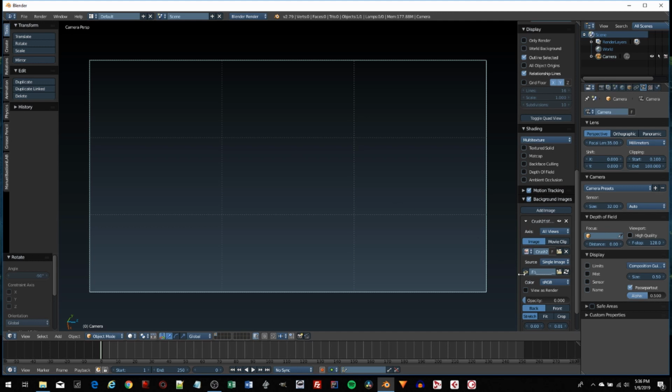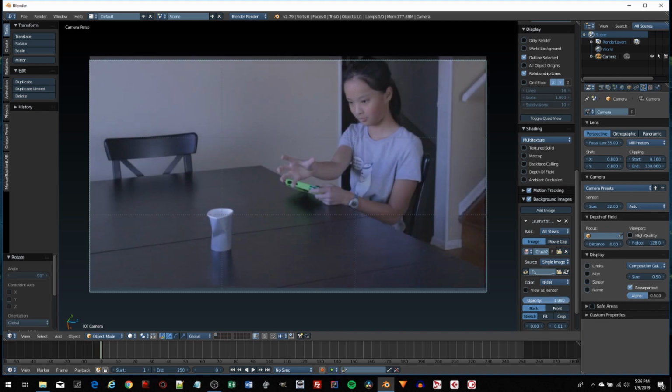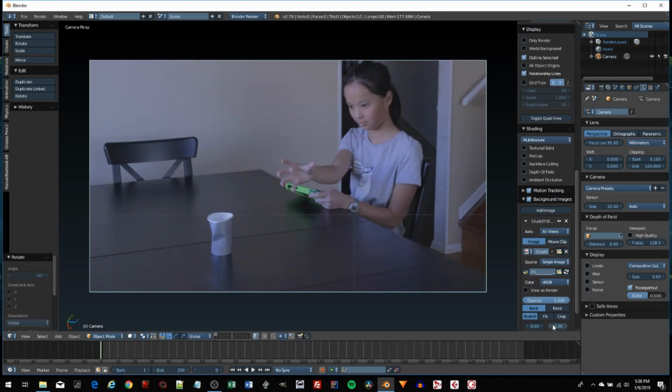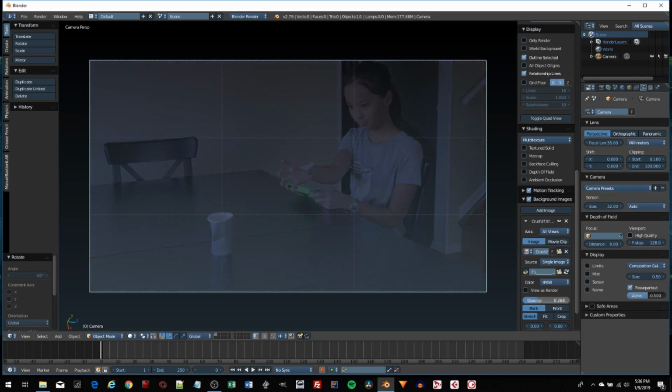Let me bring up an image here. I'm going to change the opacity. Hopefully you recognize this. This is a shot from the short film I was shooting with my niece, just because I can. And let me go ahead and bring the opacity down so you can see the grid a little easier. All right, that should be good right there.